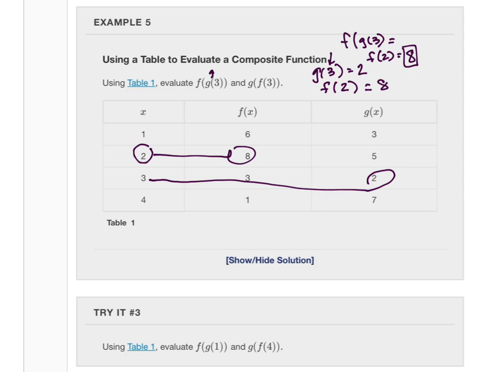Okay. Let's do the next one. G of f of 3. So where should I start? F of 3. What is f of 3? So I go to x and I find my y value when x is 3. F of 3 is 3. So now I'm looking for g of 3, which is, based on my table, 2. G of 3 is 2. These are puzzles. So g of f of 3 is 2.